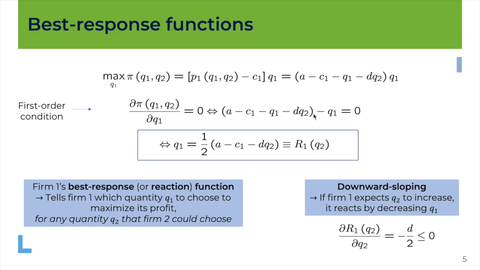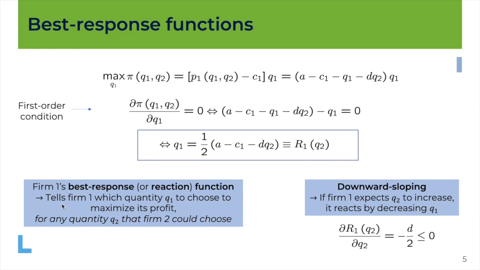The first function here is multiplied by the derivative of the second, minus the second function, q1, multiplied by the derivative of the first one, which is minus 1. Isolating q1 and solving, we find q1 being equal to this, which is the reaction function of firm 1. Here we are in a game of quantity competition, so everything is expressed in terms of what the firms choose, which is the quantities.